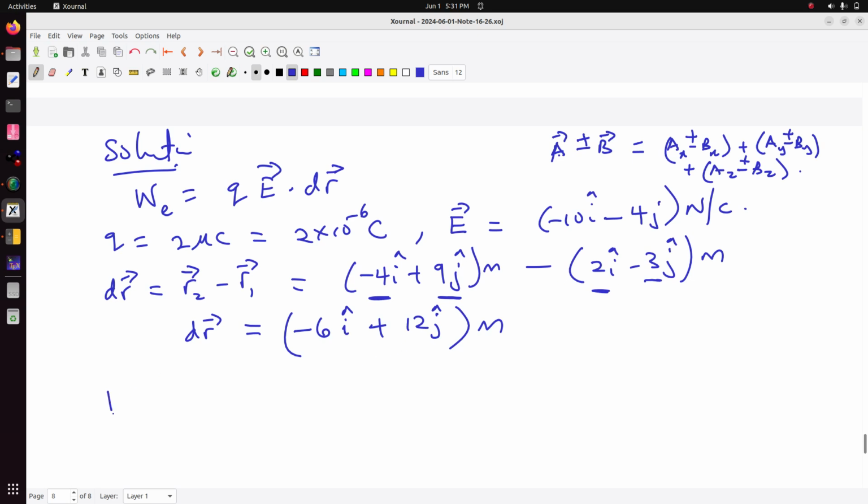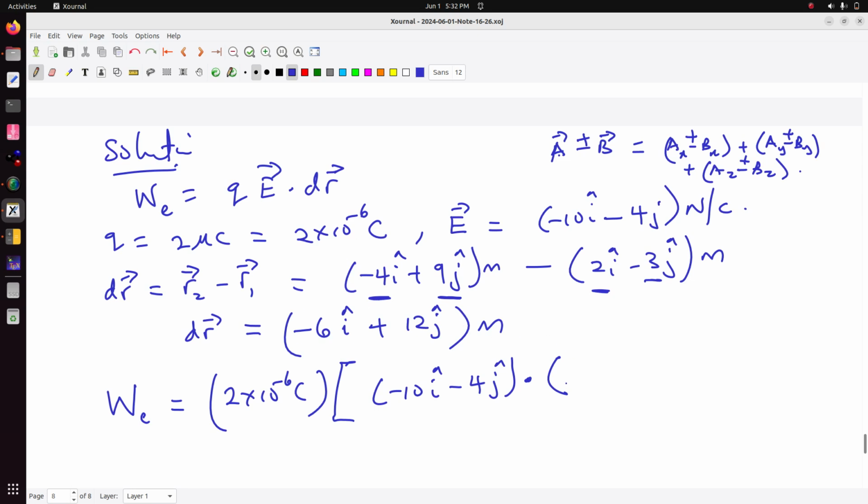So the work done that we have to calculate is going to be Q, which is 2 times 10 to the power minus 6 coulomb, multiplied by the scalar product of E, the electric field, which is minus 10i minus 4j, dot the dr, which is minus 6i plus 12j. What's going to be the unit? The unit of the electric field is newton per coulomb, and the unit of dr is meter, so this will be newton meter per coulomb.